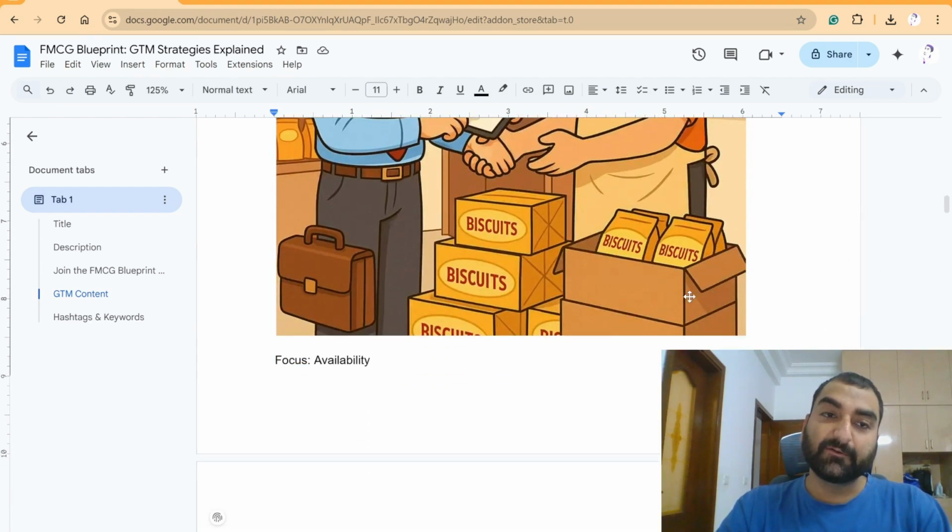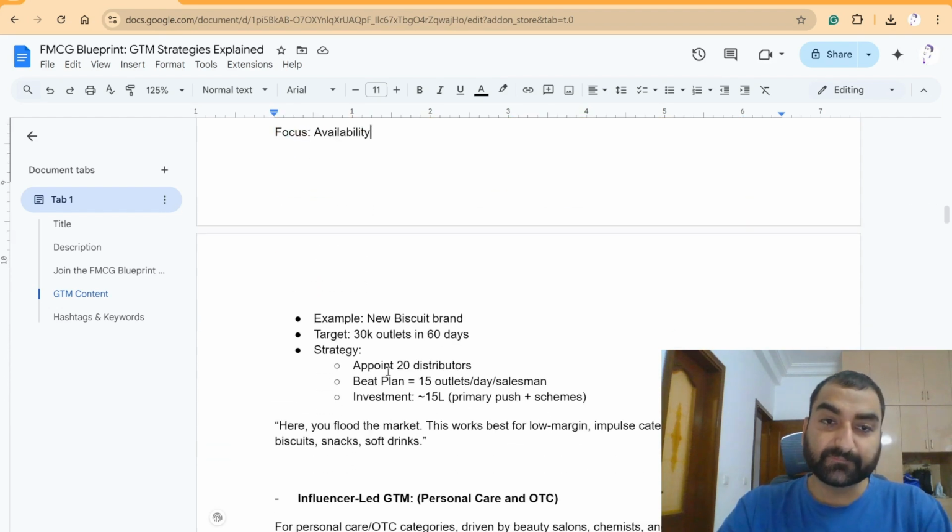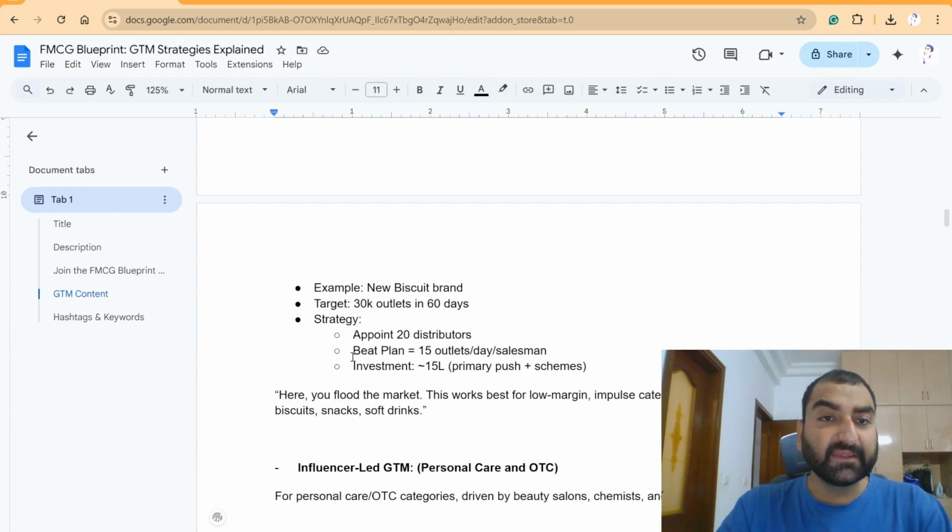So, where is the focus in this type of GTM? The focus is on availability, that is on the reach, to reach the maximum number of consumers, to ensure numeric distribution initially. And if the brand is well established, then we can definitely work on the weighted part, right? So let us try to understand this. A new biscuit brand is there. Target is to reach around 30,000 outlets in your geography, and that too within 60 days. That is 2 months of timeline.